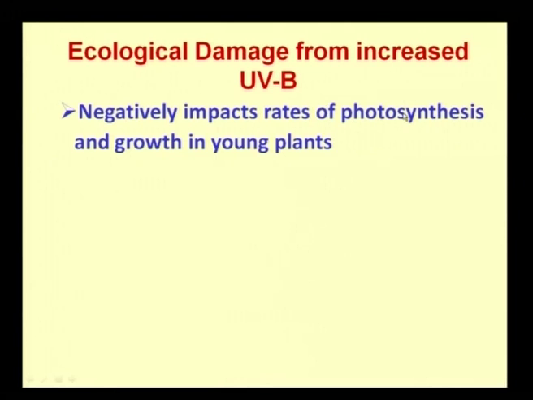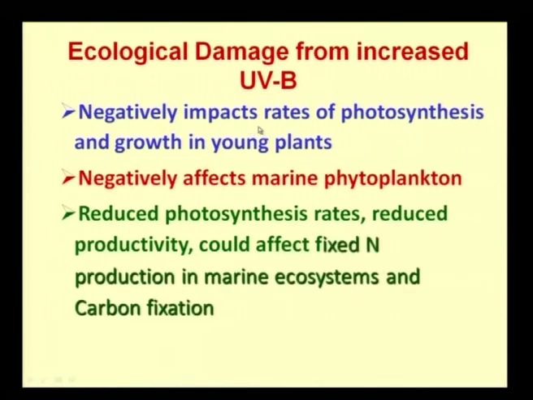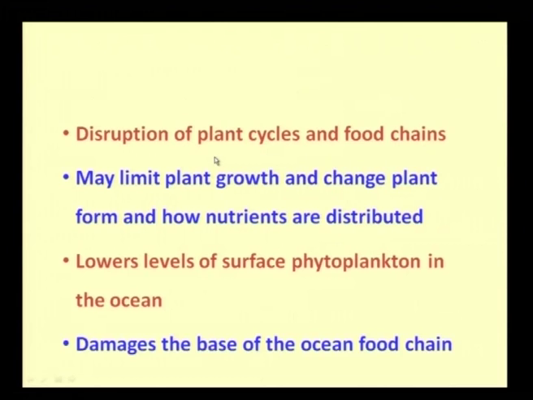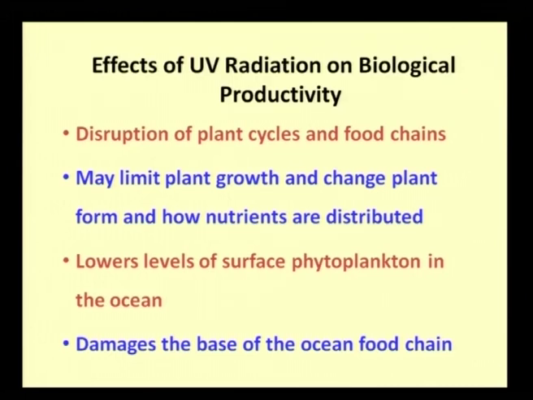It is negatively impacting the rates of photosynthesis and the growth in young plants, and it is negatively affecting marine phytoplankton. Reduced photosynthesis rates and reduced productivity could also affect nitrogen fixing, and therefore the marine ecosystem is highly affected, and carbon fixation is also affected. The disruption of plant cycles and food chains may limit plant growth and change plant form and how nutrients are distributed. It lowers the levels of surface phytoplankton in the ocean and damages the base of the ocean food chain, and therefore the whole ecosystem is affected.